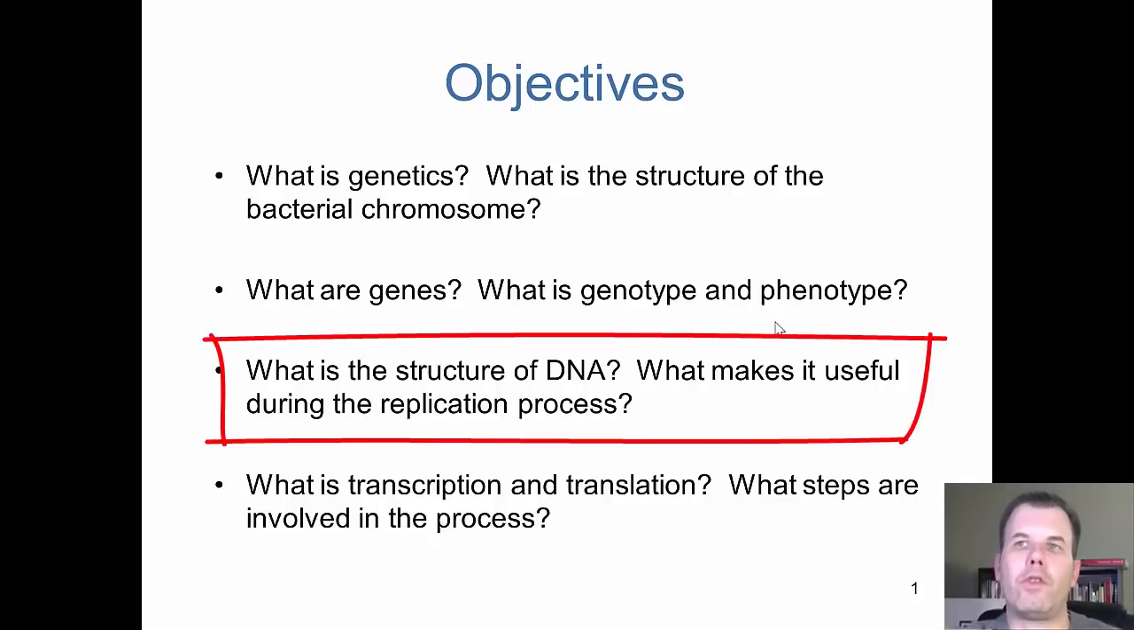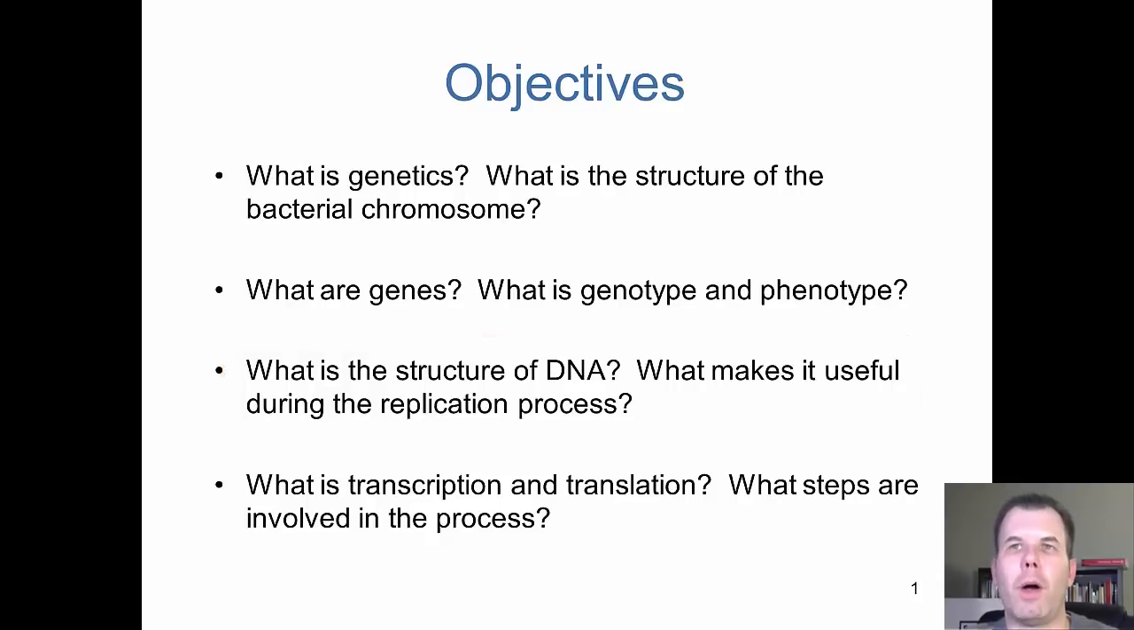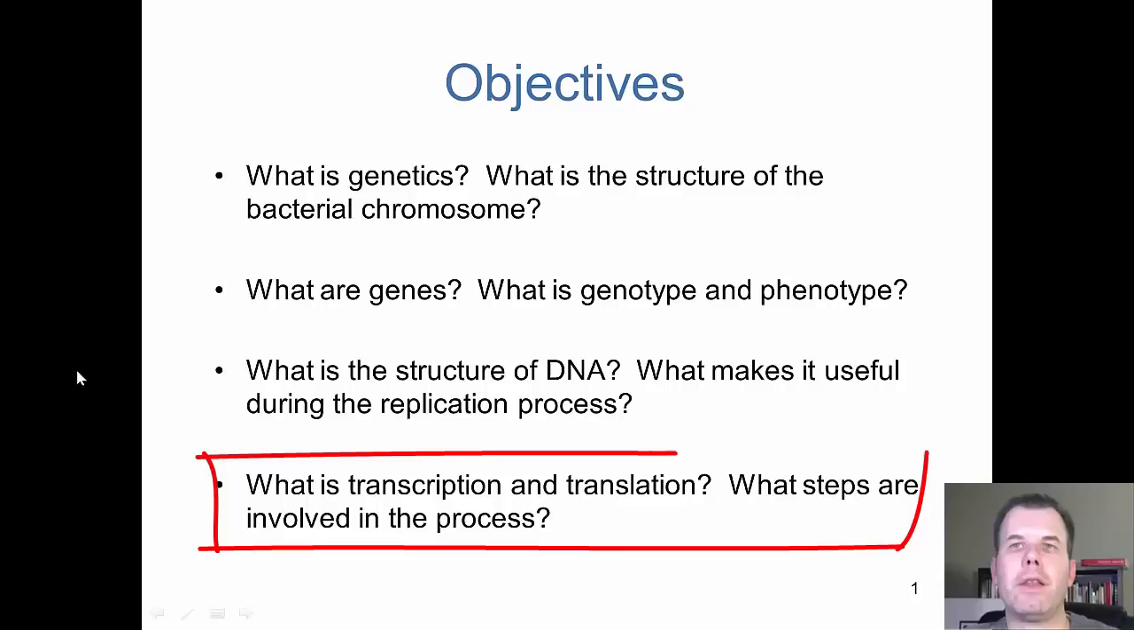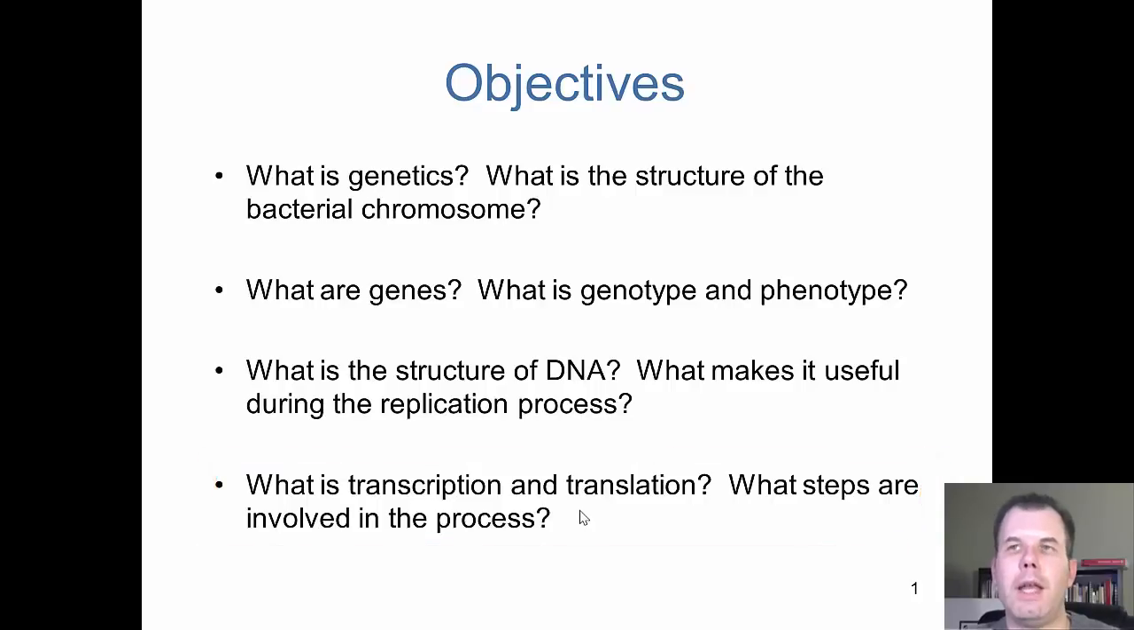We'll talk about the structure of DNA. We'll take a quick view, again, looking at what a nucleotide is, how DNA is arranged in the 5' to 3' manner, and talk about why this is useful in the replication process. So we'll talk about replication, semi-conservative replication, one old, one new strand, and how that gets done. And then finally, the last part of this lecture, we'll spend some time looking at transcription, translation, and the steps that are involved.